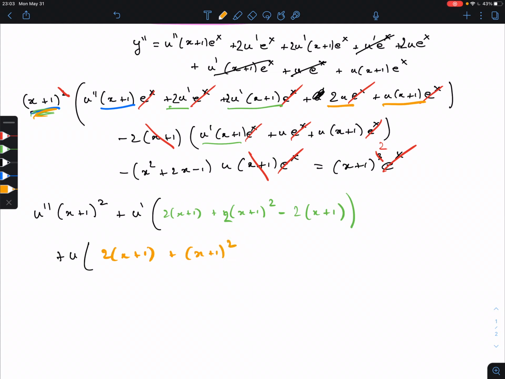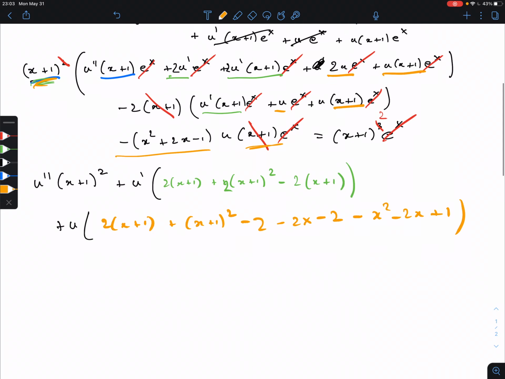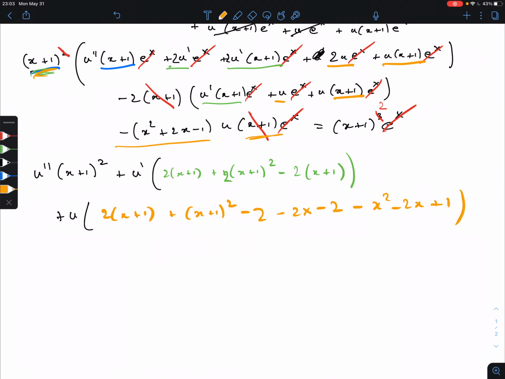All right. Then there's this guy, which is just minus 2. Don't write the u. It's just minus 2. And then there's this guy, so minus 2x minus 2, I distribute. And then finally, there is this guy here that is minus x squared minus 2x minus 1. So the minus sign I distribute here, and there's nothing left here. Well, this is the crucial one. So let's see that this is correct.